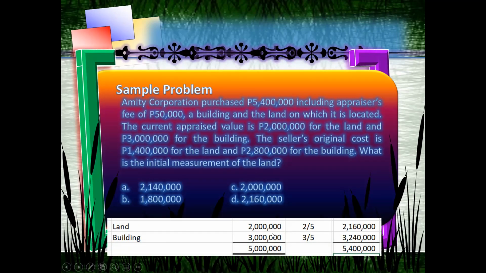So based on these figures here, you formulate a fraction. No? So that's 2 over 5. You multiply it by the basket price na 5.4 million. So you'll have 2,160,000 for the land and 3,240,000 for the building. So most probably the answer for this problem is letter D, no? 2,160,000.